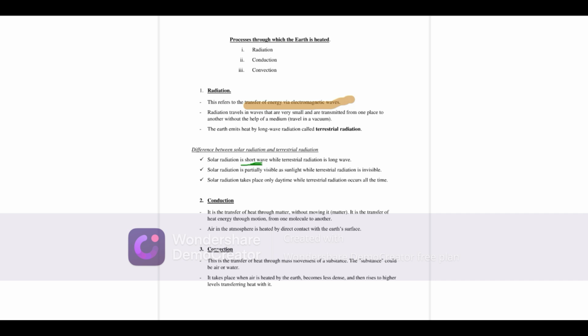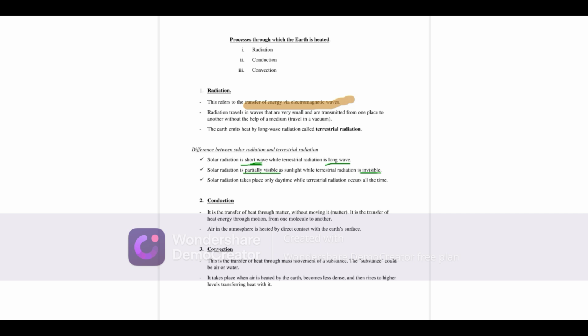And terrestrial radiation is long wave. I think that is giving us a comparison. Two, solar radiation is partially visible as sunlight, while terrestrial radiation is invisible. We are not able to see this kind of radiation, the terrestrial radiation.